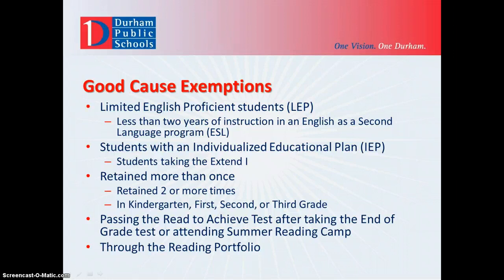The first good cause exemption is for students who have been identified as limited English proficient students. If a student is a limited English proficient student and they have less than 2 years of instruction in an English as a second language program, they could be promoted without passing the end of grade test in reading at the end of third grade.